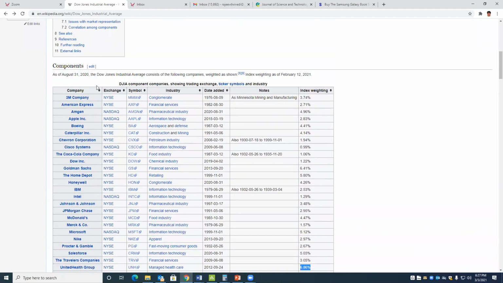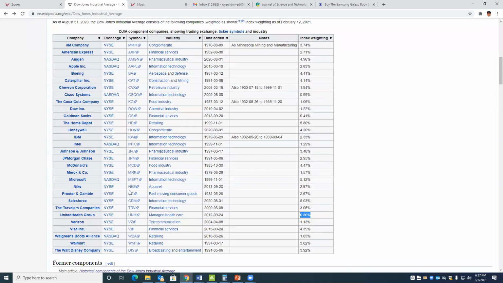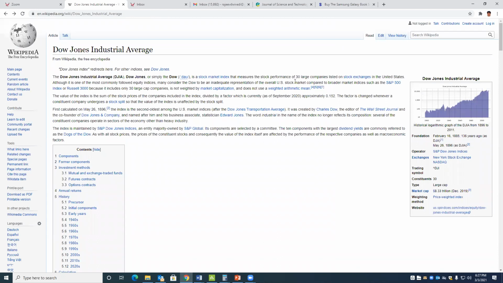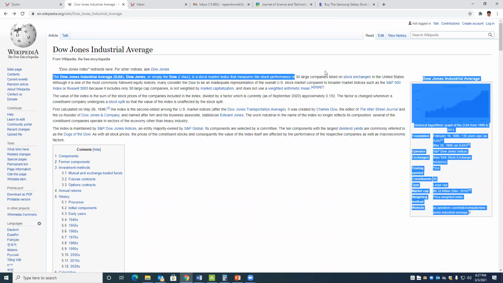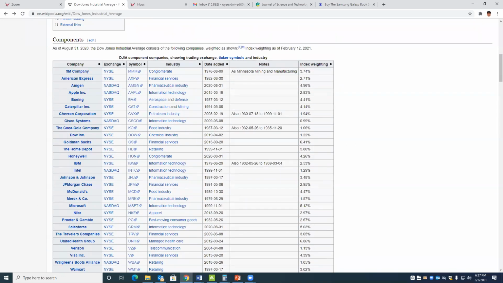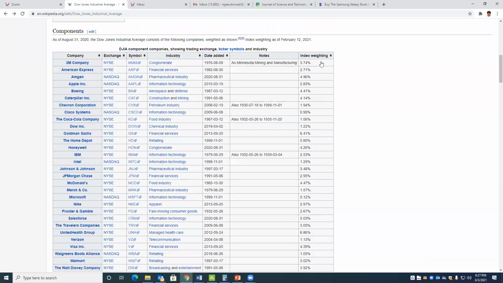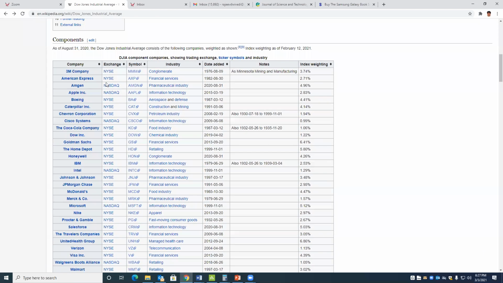How many companies are counted in this? This is a combination of 30 large companies, and the weightage is given for each. So, for example, if I want to calculate the Dow Jones today, you can get it online, but if you really want to do it yourself, you can do it like this.